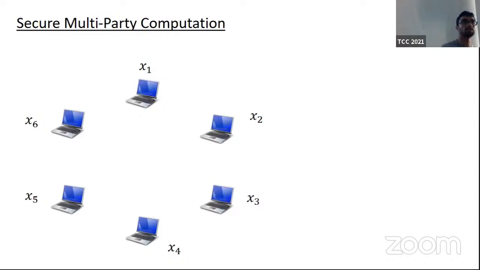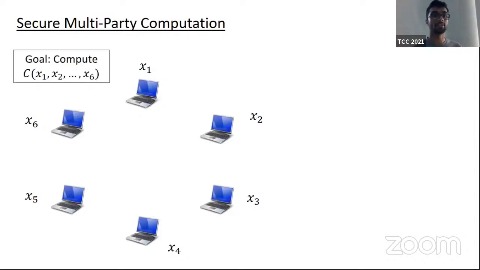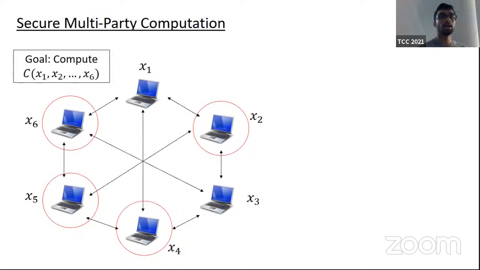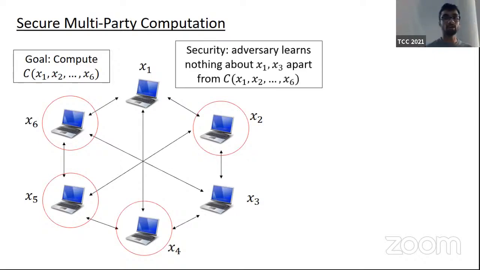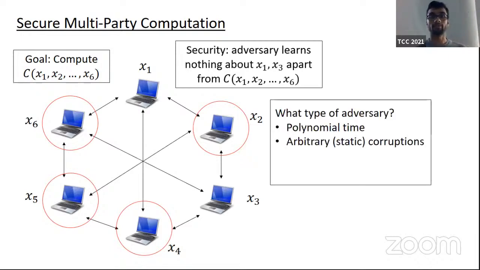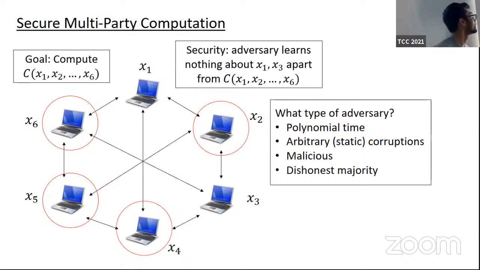Here we have a set of parties, each with their private inputs, and their goal is to compute some function C on their inputs by interacting with each other. The adversary might corrupt some subset of these parties, and we want the security that the adversary shouldn't learn anything about honest parties' inputs apart from what it can learn from the output of the function. The adversary that we are considering is a polynomial time adversary with arbitrary static corruptions, malicious behavior, and a dishonest majority.